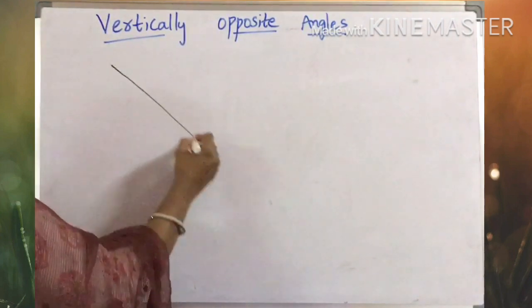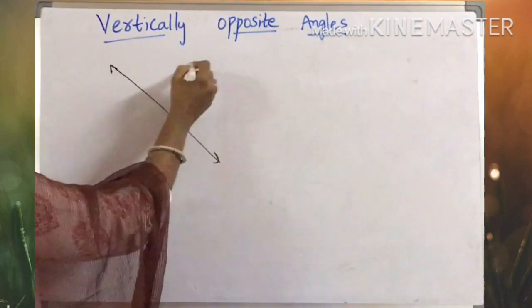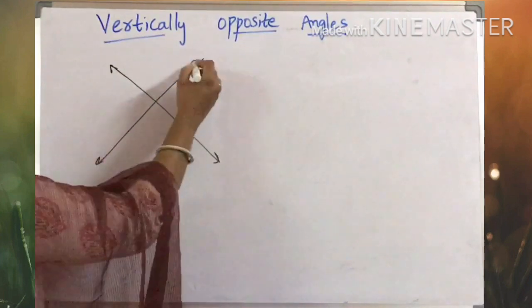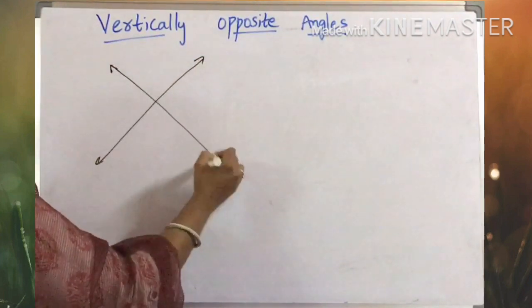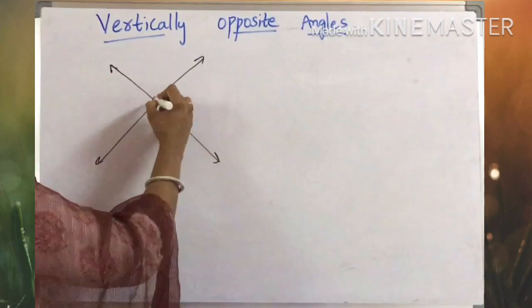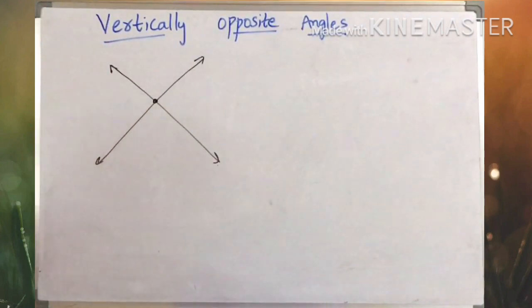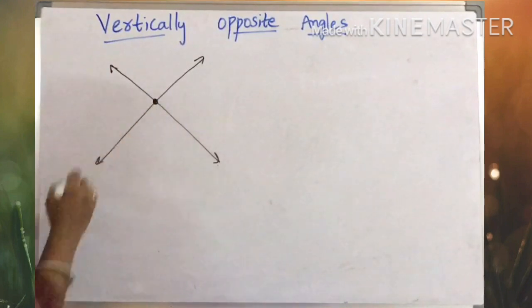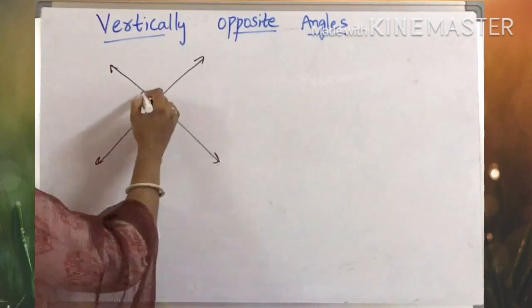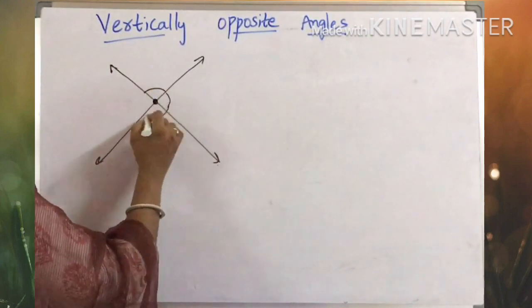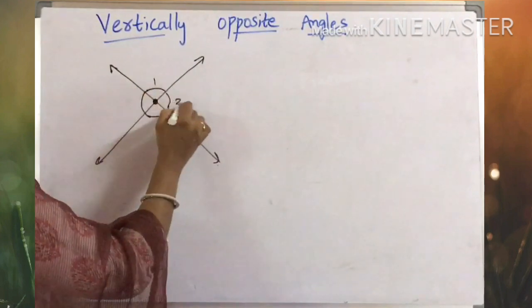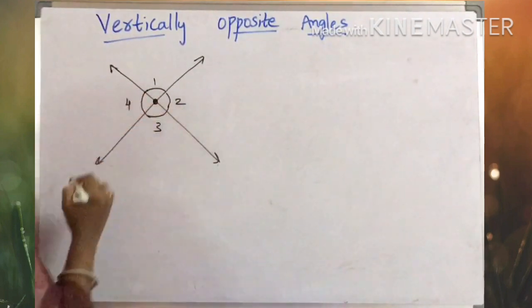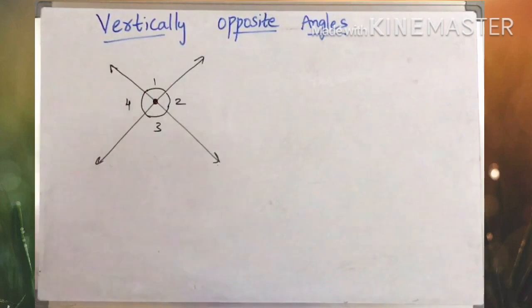Here this is one line and this is another line. When two lines intersect, we will get only one common point, right? And how many angles are formed in this figure? 4 angles. 1, 2, 3, 4. So when two lines intersect, 4 angles are formed.